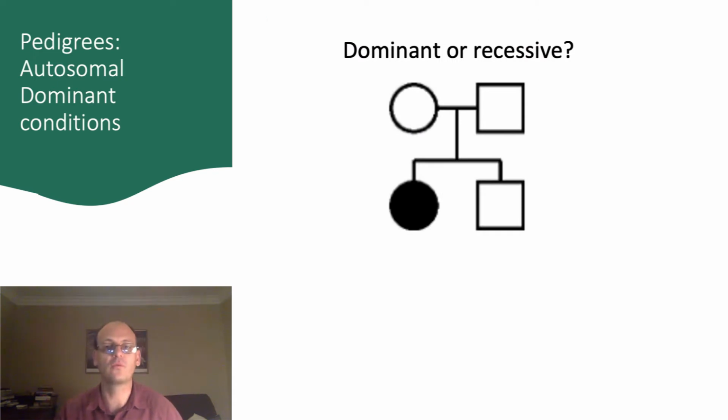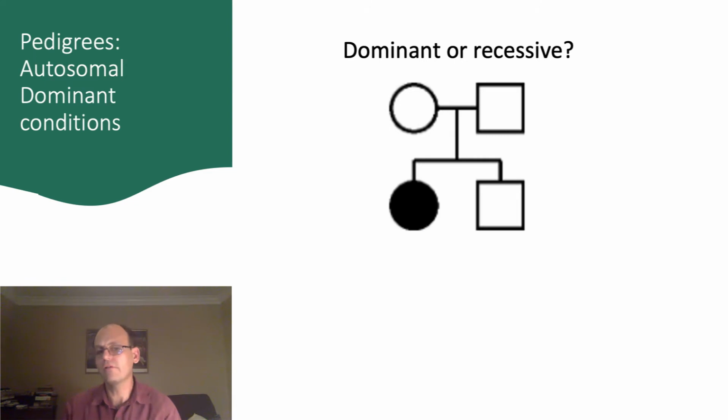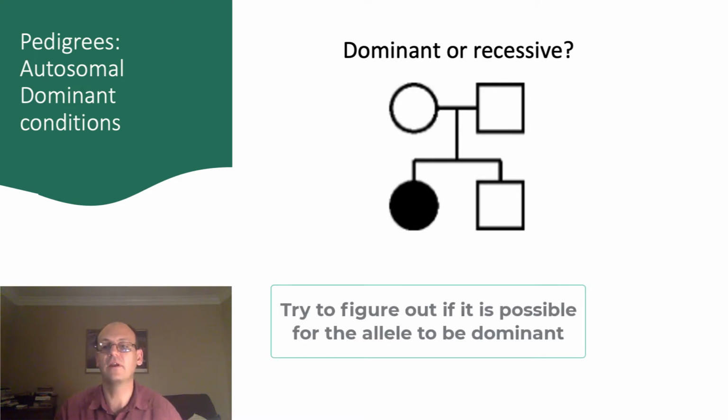One of the common things we use pedigrees for is to determine whether a trait is inherited as a dominant or a recessive condition. In other words, is the allele that determines the trait dominant or recessive? One of the best ways to figure out if a condition is dominant or recessive is to simply use the process of elimination. Let's start by evaluating whether it's possible that this pedigree is of a dominant condition.